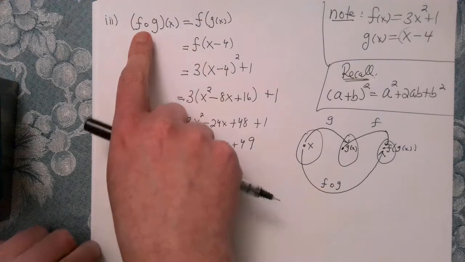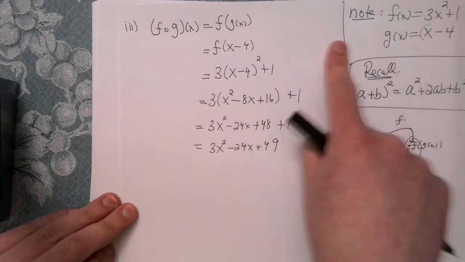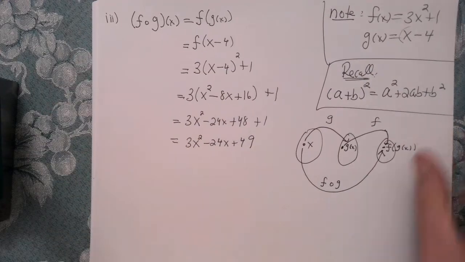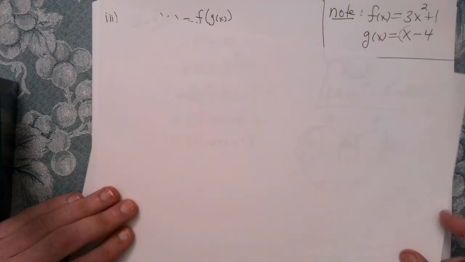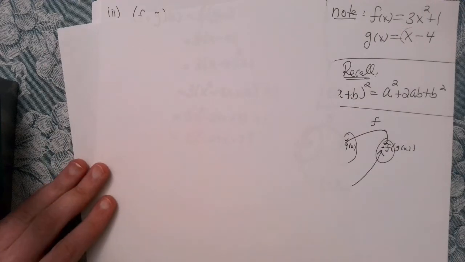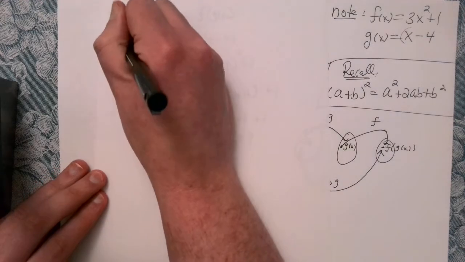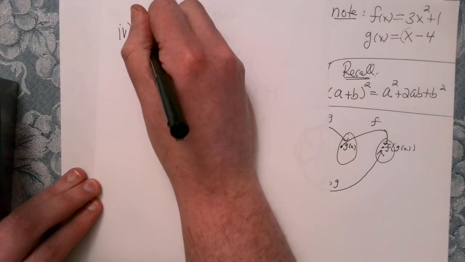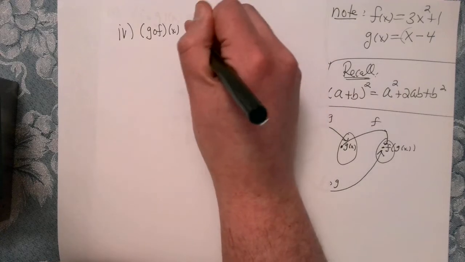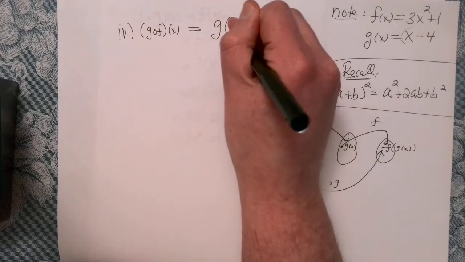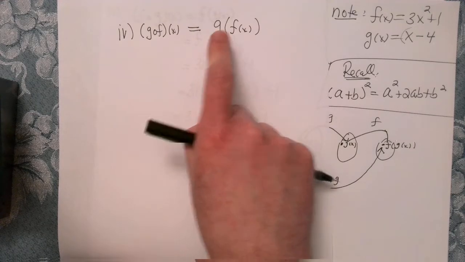Okay, so for 4, we want the reverse map. We want g after f. I think I'm going to keep this part up. And then let's go ahead and do 4. Yeah, let's do it like this. So here's 4. So g after f of x, that's exactly g of f of x. Or sometimes we would say g composed with f of x.